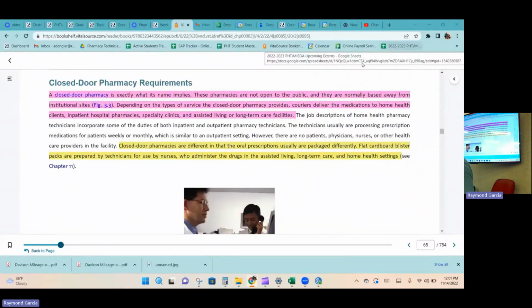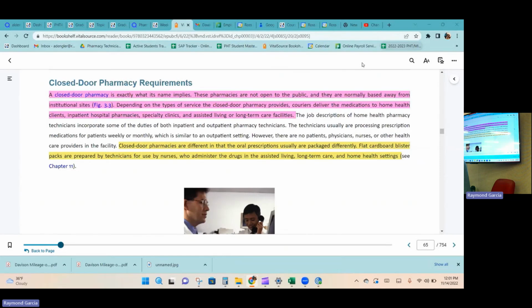Closed-door pharmacy is exactly what its name implies. These pharmacies are not open to the public and they are normally based away from the institutional sites. Depending on the type of service the closed-door pharmacy provides, couriers deliver the medications to home health clients, inpatient hospital pharmacies, specialty clinics, and assisted living or long-term care facilities.